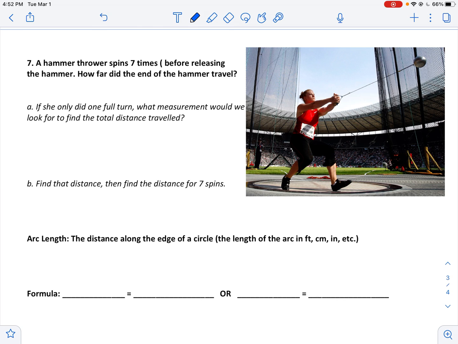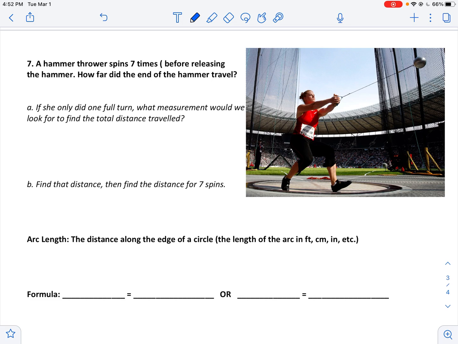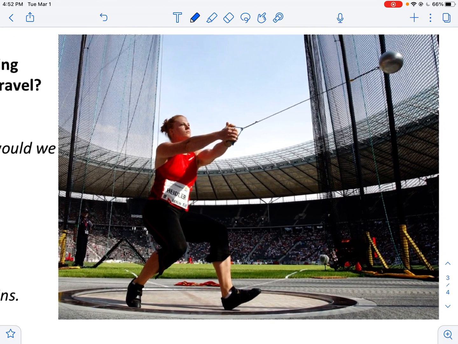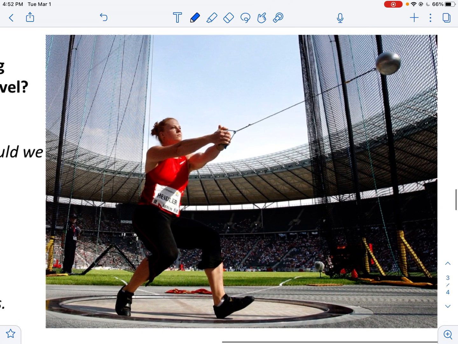So here's a problem. A hammer thrower spins 7 times before releasing the hammer. How far did the end of the hammer travel? Well, hammer throw, if you've never seen the Olympics track and field, is where somebody's going to hold on to this hammer and spin until they get a lot of momentum going rotationally. And then once they spin enough times, they've got some preset number in their head, they're going to release that ball, and it's going to fly out toward the middle of the stadium.